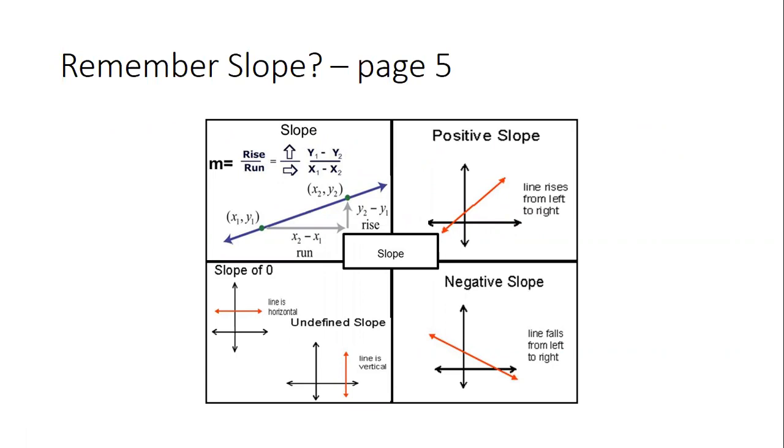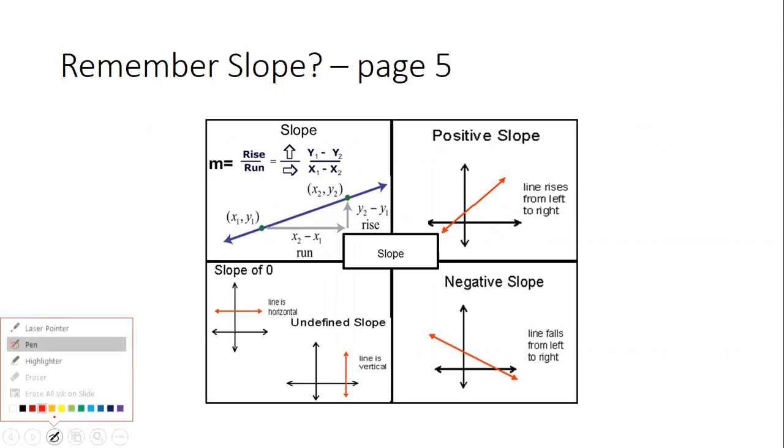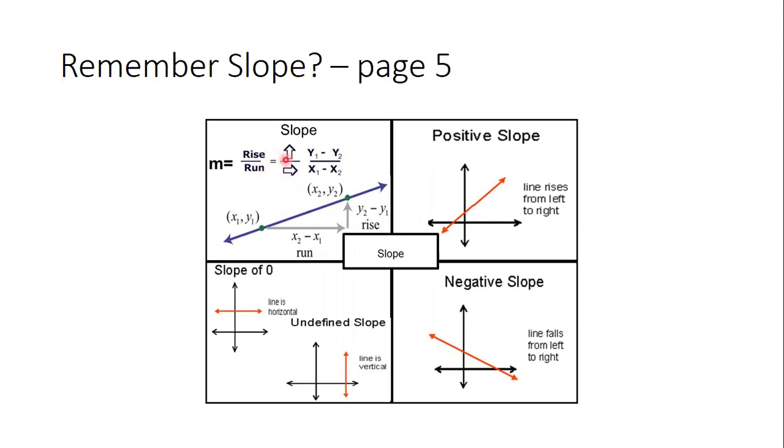Do we remember slope? Okay, so following along up here, we have our slope equation. Graphically, you're looking at rise over run, right? So how much did you go up to get to the point? How much did you go over to get to the point? Okay. Mathematically, this is your slope formula: y1 minus y2 over x1 minus x2. Do you remember that? Okay.